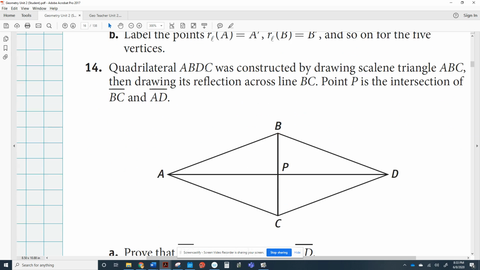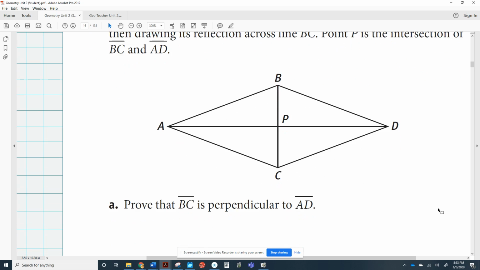Okay, let's see. We've got quadrilateral ABCD, which was constructed by drawing a scalene triangle. You know what scalene means? It means none of the sides are the same length. So A, B, C, all three of these sides are different lengths. Then we drew its reflection across BC. So this was the pre-image. This is the image over here. Point P is the intersection of BC and AD. Prove that BC is perpendicular to AD.